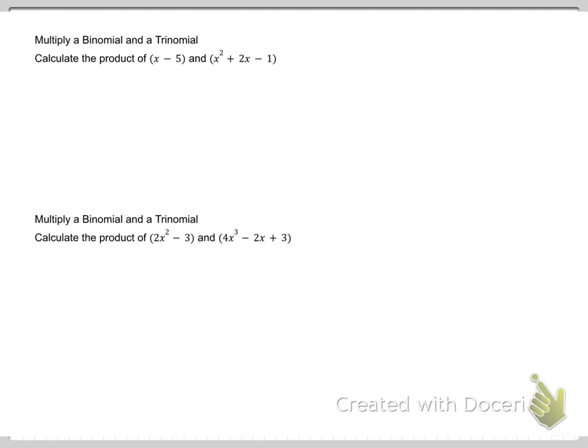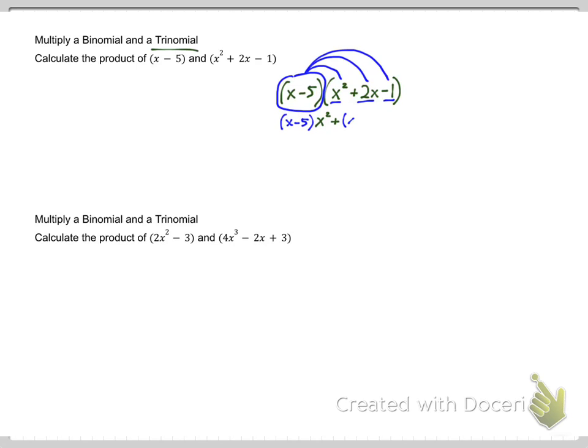For the next problem, we're going to be multiplying a binomial and a trinomial. That's 3 different terms. So let's write it out here. And the x minus 5 is going to be distributed to the x squared, the 2x, and the negative 1. See how we have to distribute it to 3 places because it's a trinomial. So we have the first, second, and third terms. So we're going to write it out like this, plus 2x, x minus 5 times 2x.